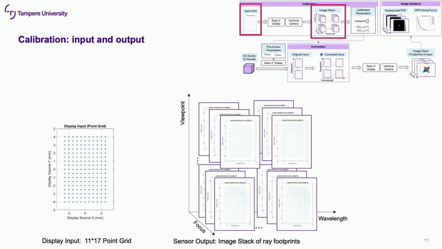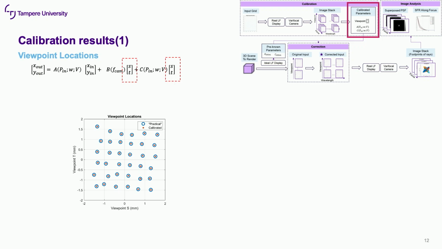We begin by looking at the calibration input and sensor output. Essentially, what we are working with is an 11 by 17 point grid covering the effective display input area. The sensor output captures the pattern of the rays. These are recorded along 3 key dimensions: focus, viewpoint, and wavelength. This is a calibration result. First is the viewpoints. The red crosses represent the calibrated viewpoints. They align exactly with the ground truth locations that we originally set in the simulation.